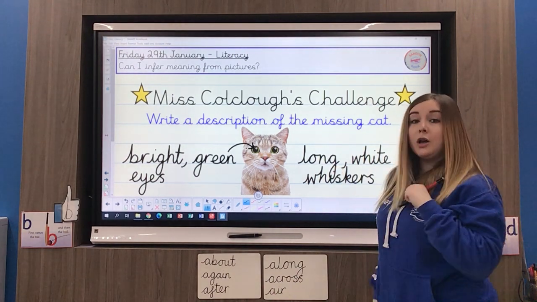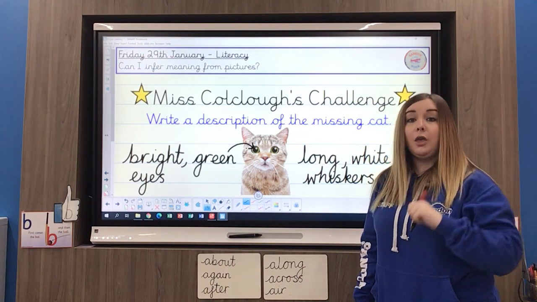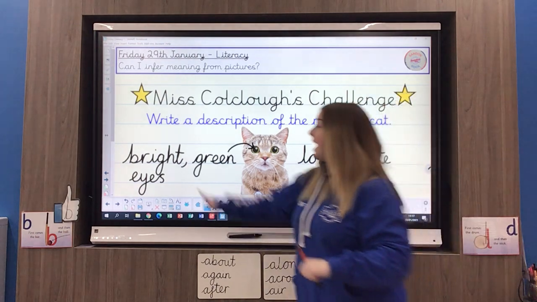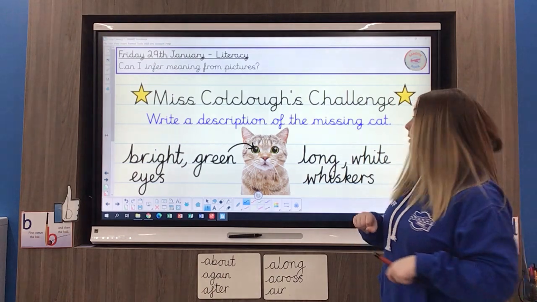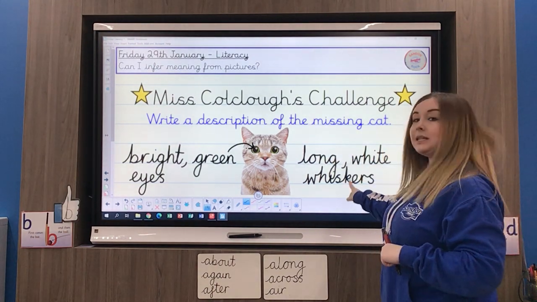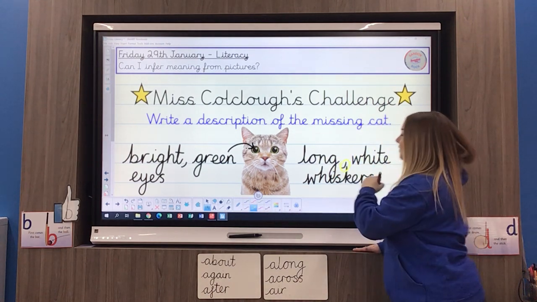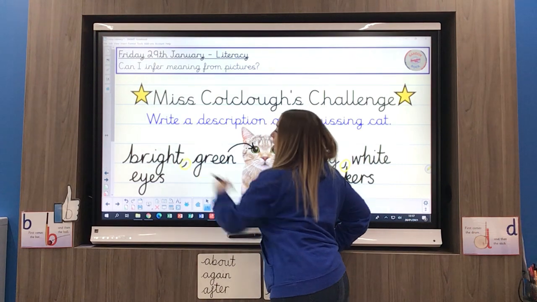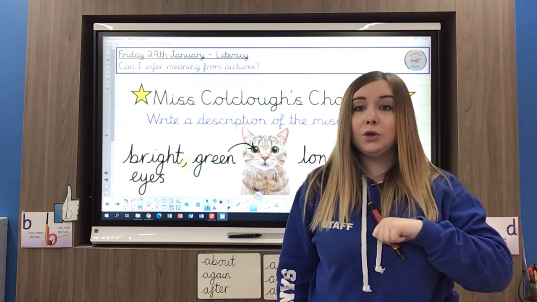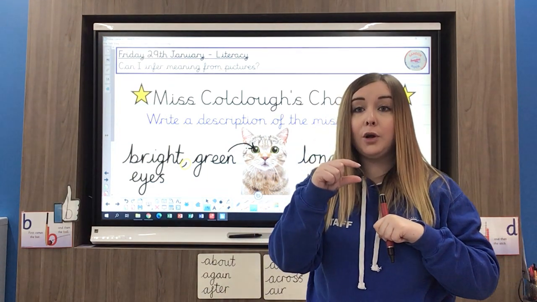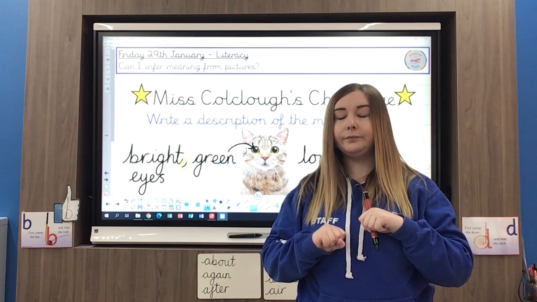Okay, but they aren't full sentences, Year 4, so we'll need them to go into full sentences. The missing cat has bright green eyes. He also has long white whiskers. And because I'm using 2 adjectives in each sentence, we've got to put a comma in between them, okay? But we've done them lots in school. Remember when we used our jelly beans to help us? Okay, so don't forget that comma in between your 2 adjectives.